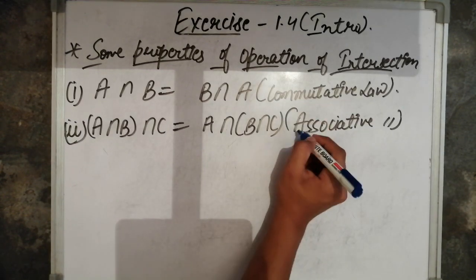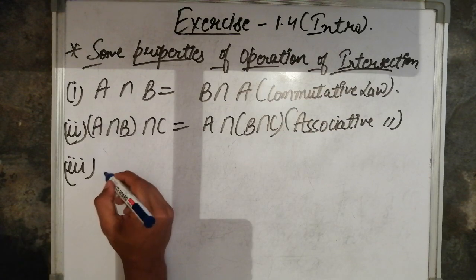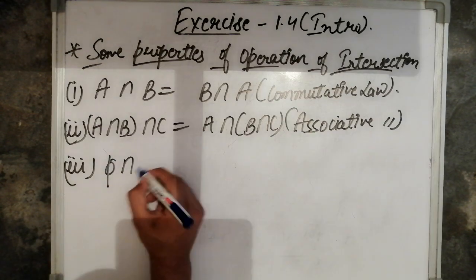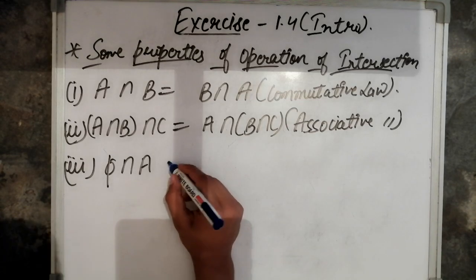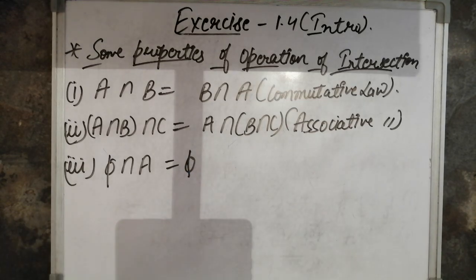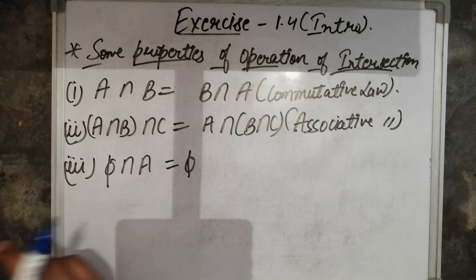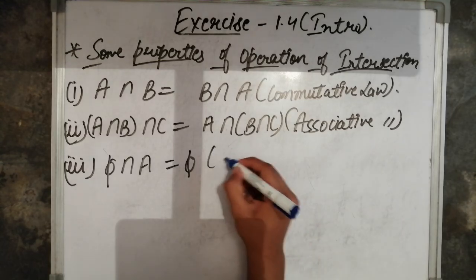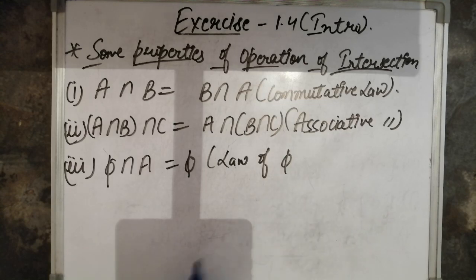Okay, going to the third property, we have phi intersection A is equal to phi, because phi does not contain any element, that's why we have phi. It is known as the law of phi. So this is a very important property. Many questions are asked in the NDA exam from this property.